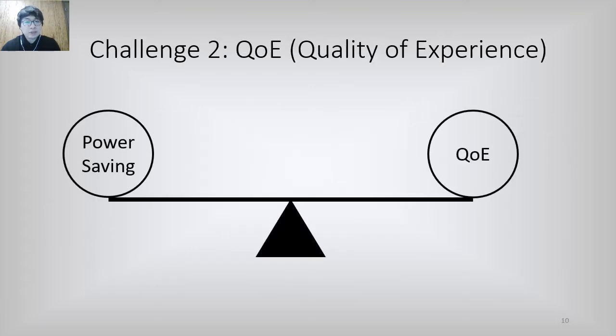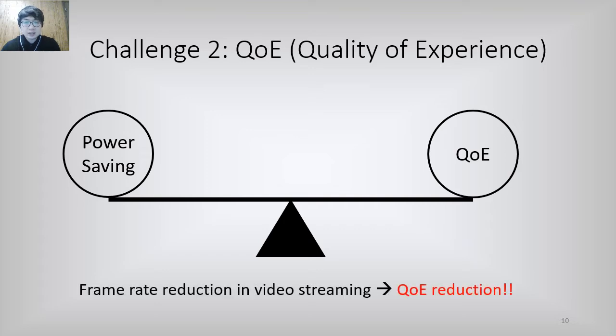We know that not just in immersive video streaming, but in any other multimedia streaming system, the quality of experience is a very important thing to the users. In our case, it is obvious that frame rate reduction will reduce the QoE for the users, and this is something that we don't want to do. So we have to find a way to save power without bringing any noticeable QoE reduction to the users.